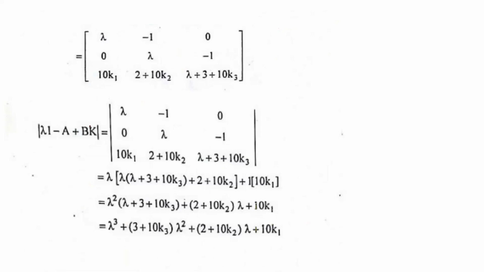After finalization, what happened? That is lambda, minus 1, 0. Here is 0, lambda, minus 1. And the last row is 10 K1, 2 plus 10 K2, lambda plus 3 plus 10 K3. This is the overall value of lambda I minus A plus BK.